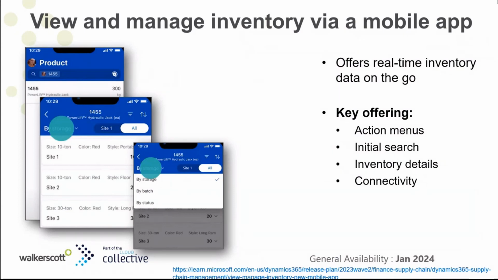The inventory details feature enables users to access specific product details, filtered by site, warehouse, and location, including measures like physical inventory and availability. The app's connectivity features utilize the Power Apps framework to seamlessly connect with supply chain management, facilitating the retrieval of inventory data.